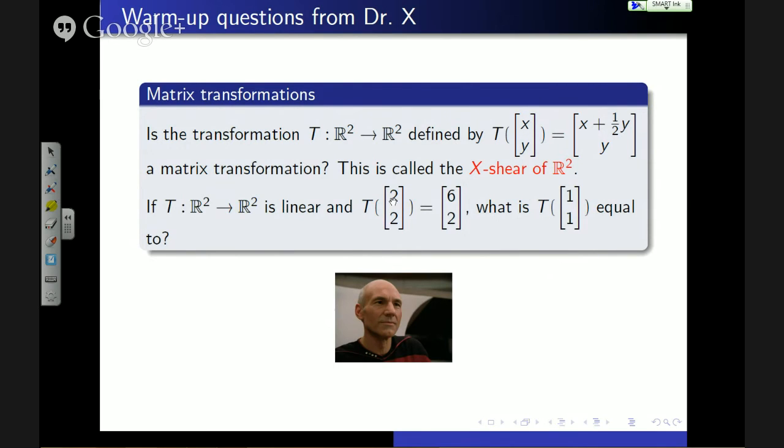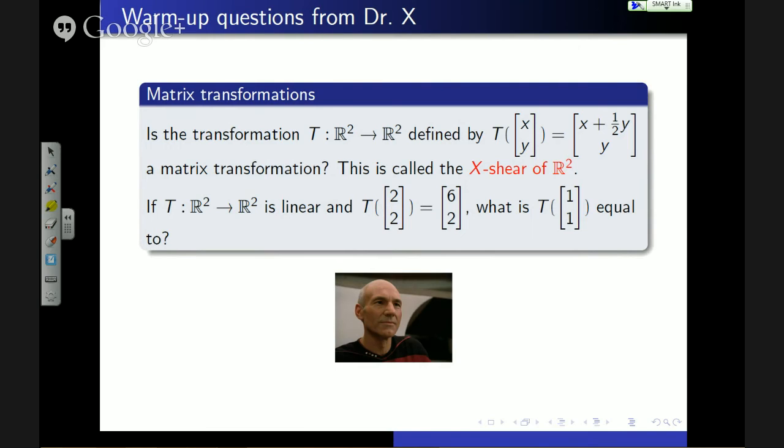Because if I know T of (2, 2), well, (2, 2) is 2 times (1, 1). And you know that T of (2, 2) is twice T of (1, 1). Why? Because T is linear. So all you need to do is to halve it. From (6, 2), it becomes (3, 1).